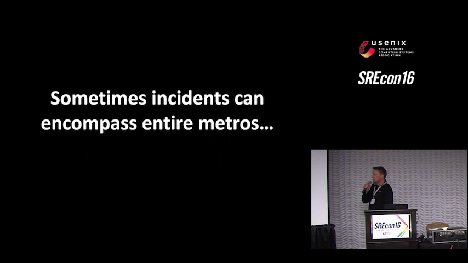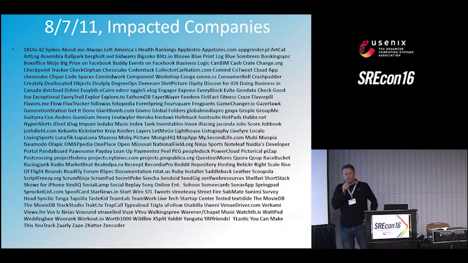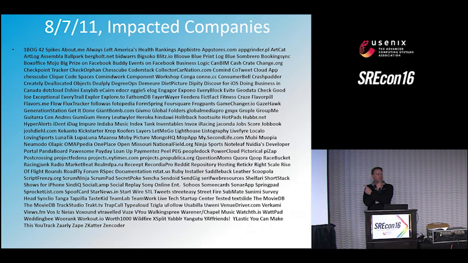Sometimes incidents can encompass entire metros, not just the data center. This wasn't a hurricane. This was a thunderstorm on the East Coast. It took out multiple data centers, took out Google, took out Microsoft, took out AWS. All of these companies fell off the internet due to a thunderstorm.